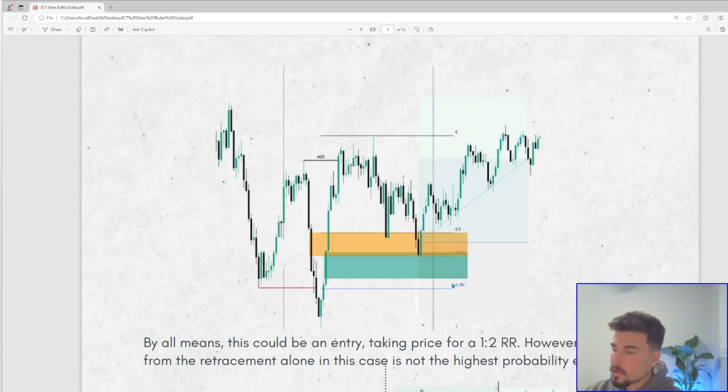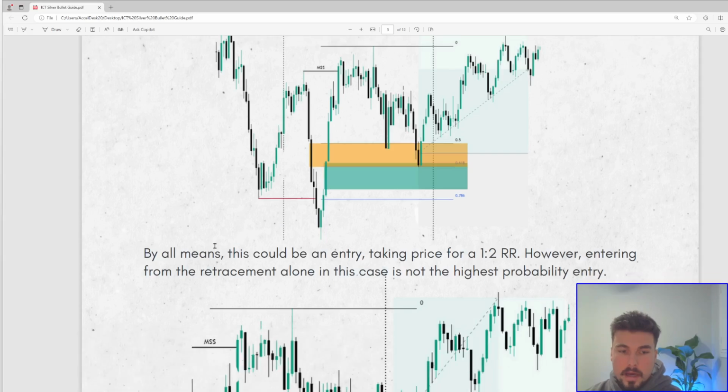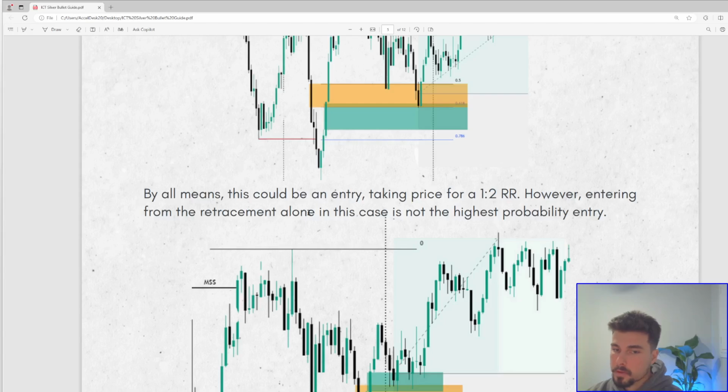But for me personally, I don't like doing this. Number one, the stop loss is too big. And number two, I'd have to wait a long time to get that feedback. I would prefer that instant feedback, 10, 15 minutes. I'll know if I'm in the wrong or the right, and I can adjust my trade as I see fit, right? So again, by all means, you could do this. You could go for a 1 to 2. However, entering from the retracement alone, in this case, is not the highest probability trade.